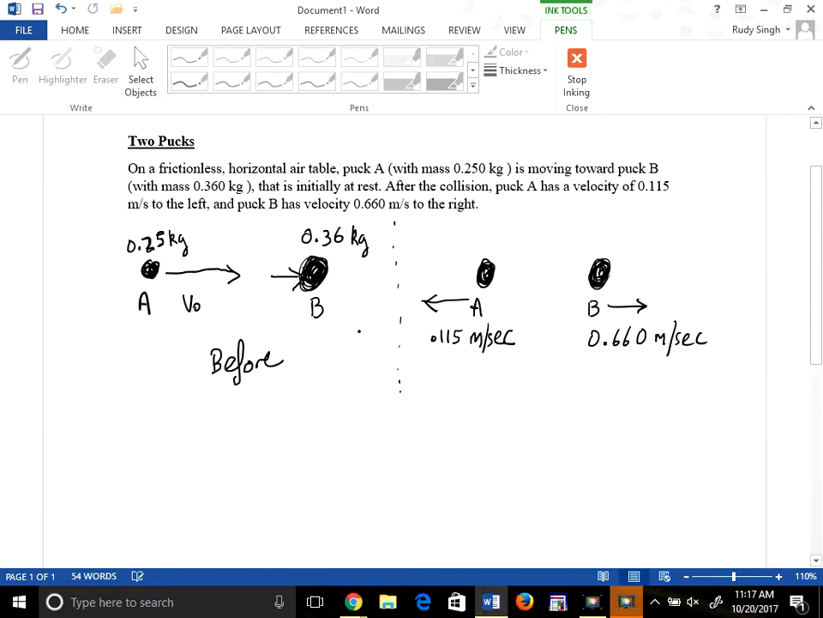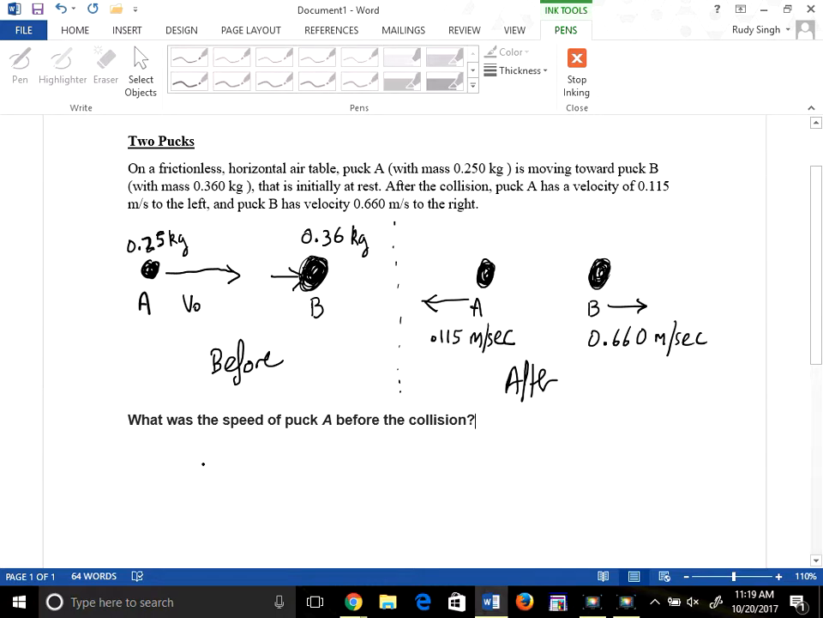This is before, and here's after. So what happens after A hits B? B initially was motionless. So now B is going to the right at a velocity of 0.660 meters per second, and A is going to the left now. So A has bounced back off B at 0.115 meters per second. And the question asks you, what was the speed of puck A before collision?